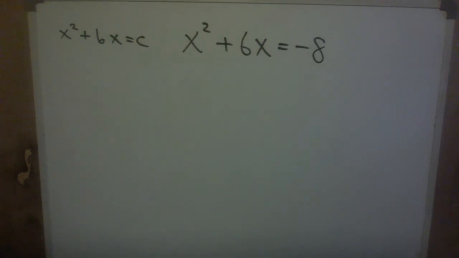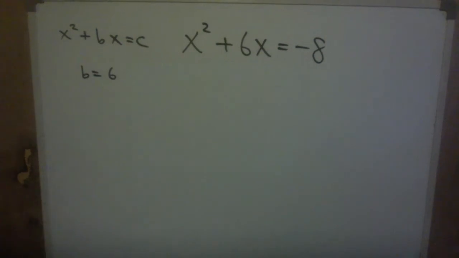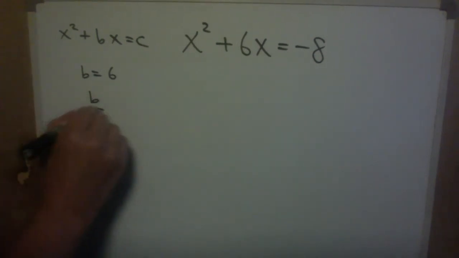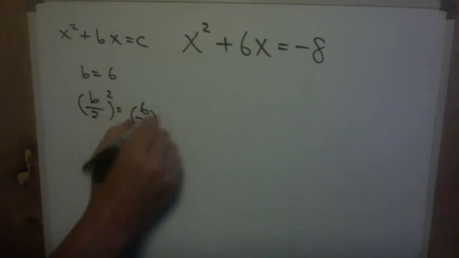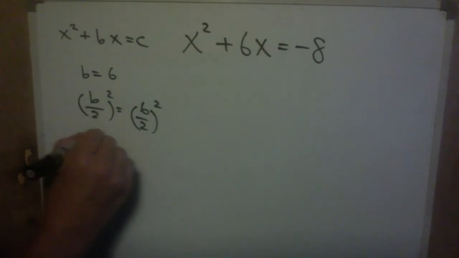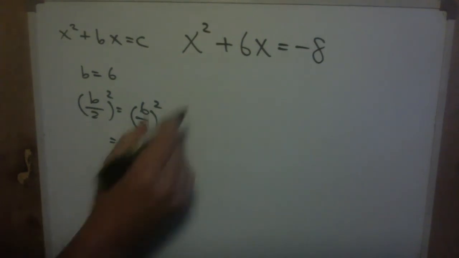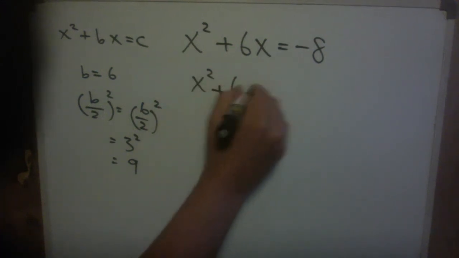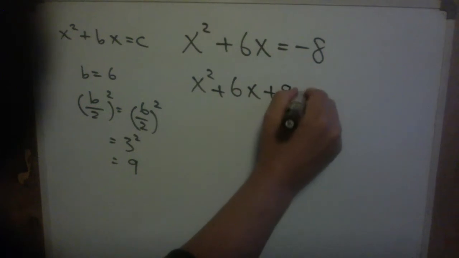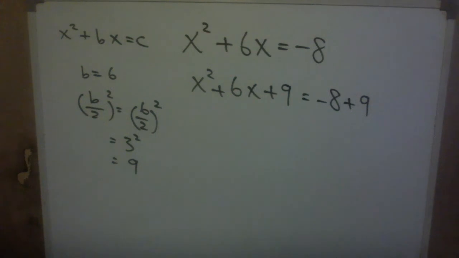So we add b over 2 squared to both sides, right? Here we have b equals 6. So b over 2 squared is really 6 over 2 quantity squared. So this is 3 squared, so this is 9. So we add 9 to both sides of the equation, so we have x squared plus 6x plus 9 equals negative 8 plus 9. So we added 9 to both sides.